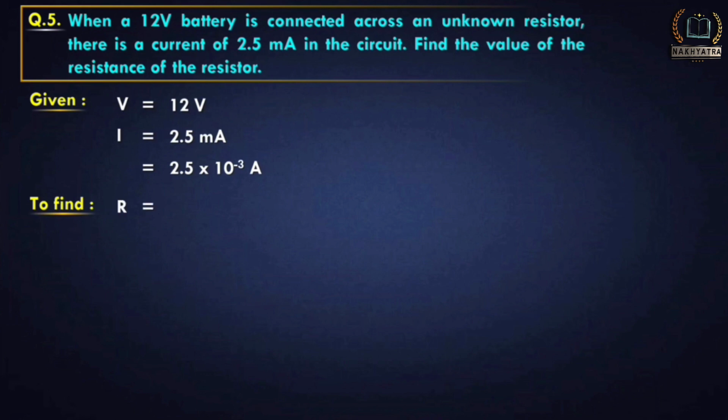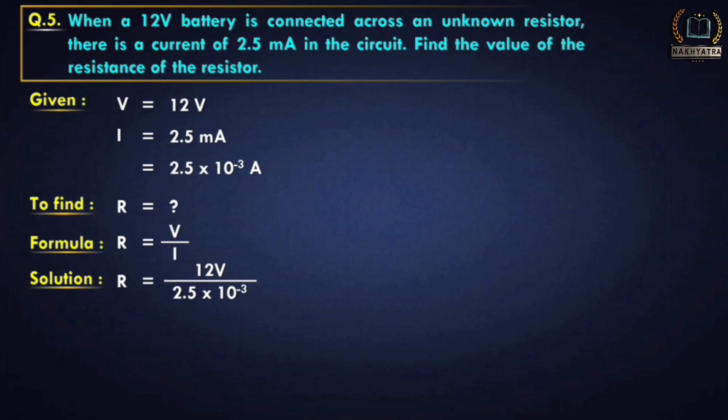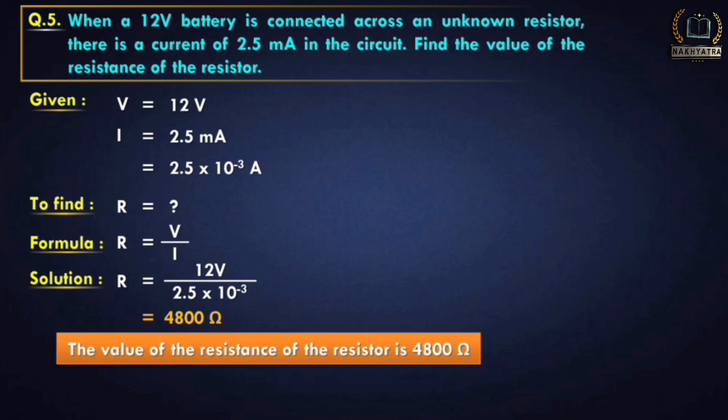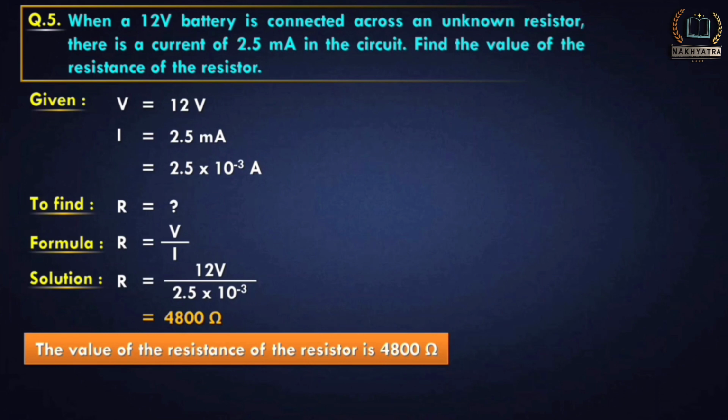Now we have to find out the resistance. So therefore, the formula we will use, resistance equal to V by I. Now put the values, R equal to 12 volt by 2.5 into 10 to the power minus 3. Therefore, R equal to 4800 ohm. So the value of the resistance of the resistor is 4800 ohm.